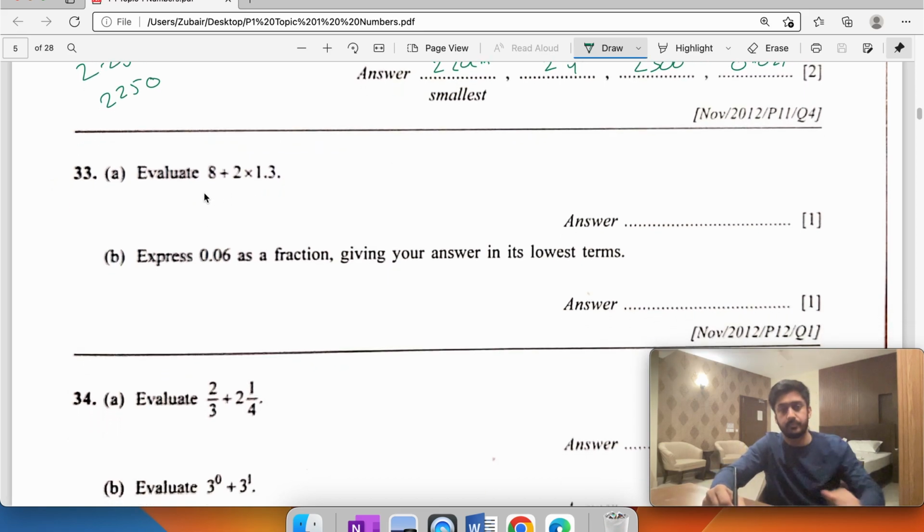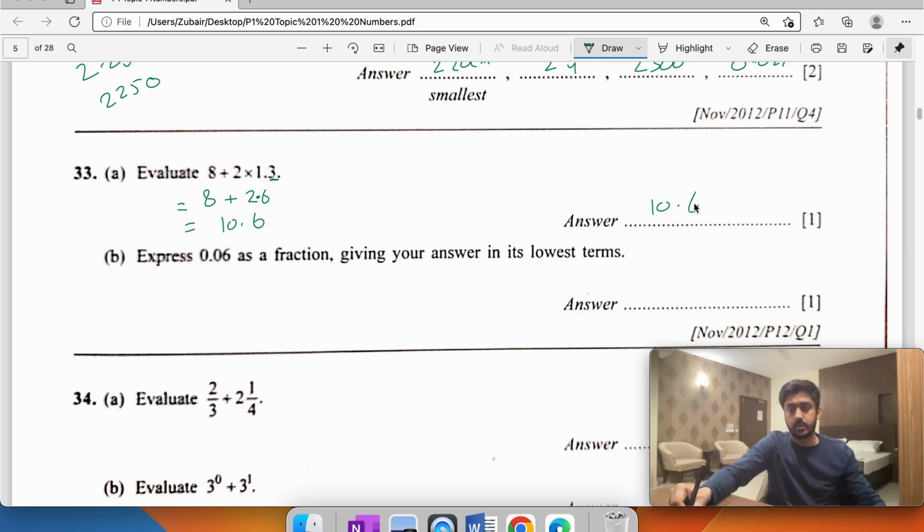Evaluate this. 8, 13 into 2 is 26, but there's a decimal, so 2.6. 8, 9, 10, this is 10.6.